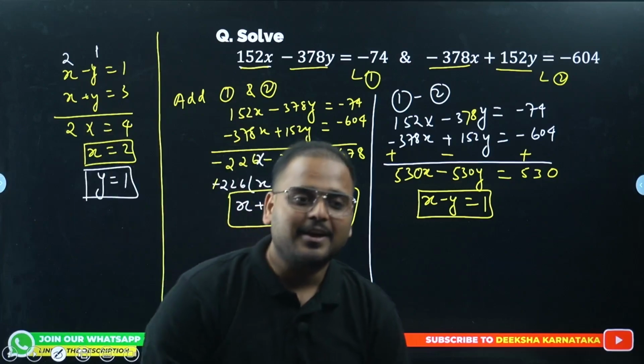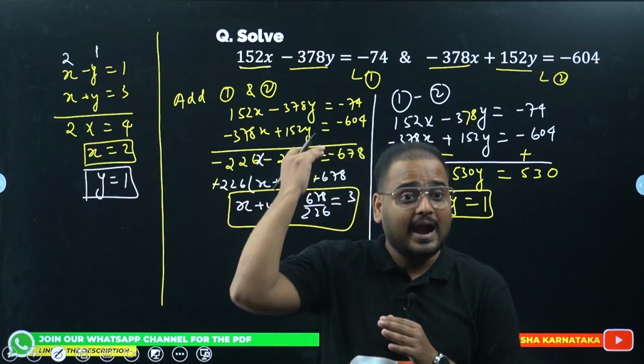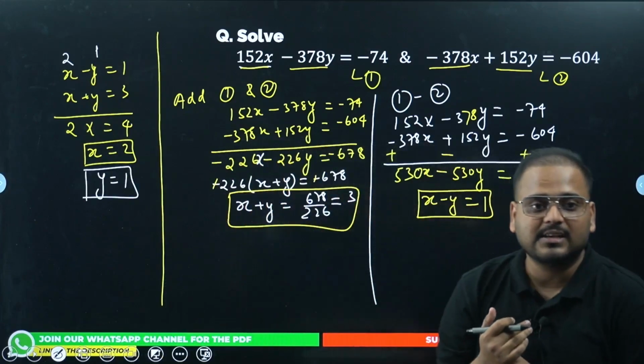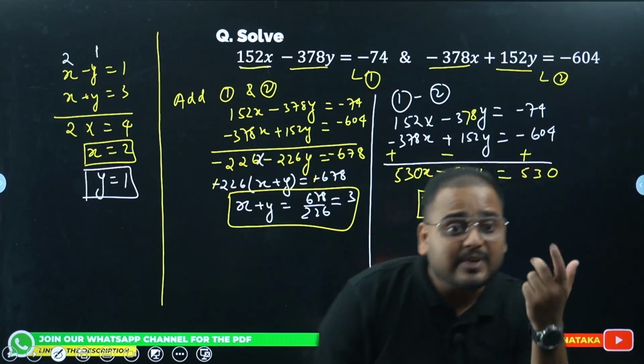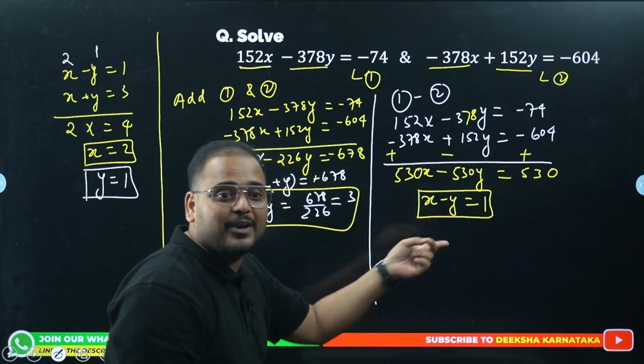How did we solve it? The first step was we added both the equations. We got x plus y equal to 3 here. Then we subtracted both the equations. We got x minus y equal to 1.